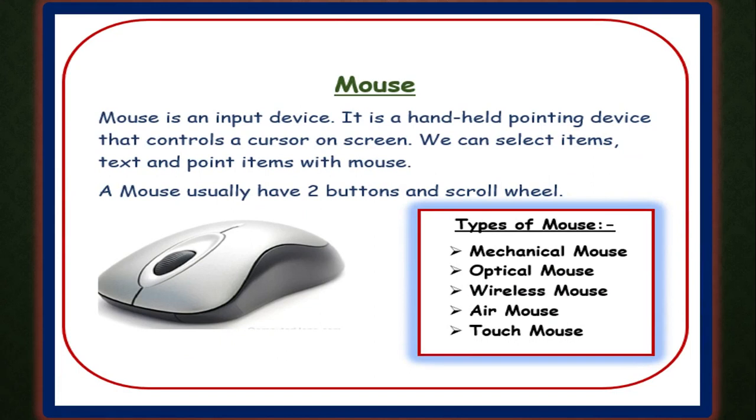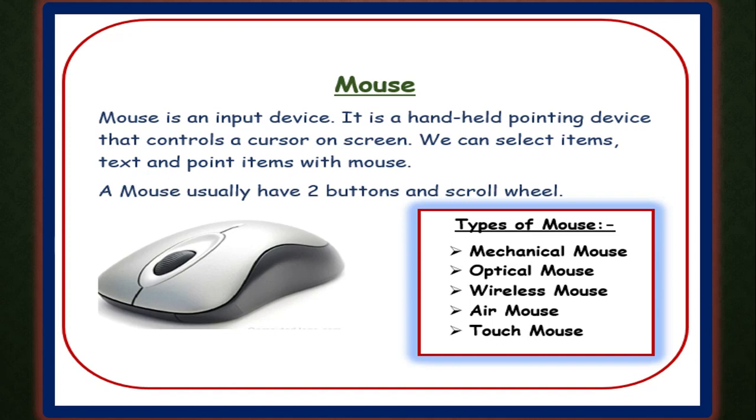So next is mouse. Mouse is an input device. It is a handheld pointing device that controls a cursor on screen. We can select items, text and point to items with the mouse. A mouse usually has two buttons and a scroll wheel.